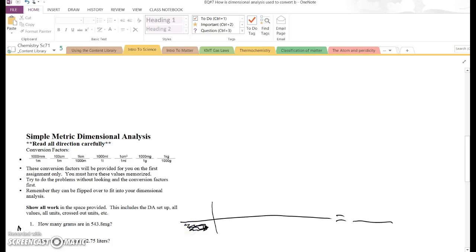I do that just to make sure that you know when we start, at least in the beginning, nothing is going to go in the denominator at the beginning. We're just going to begin with a whole number. All right, so there's my first step.